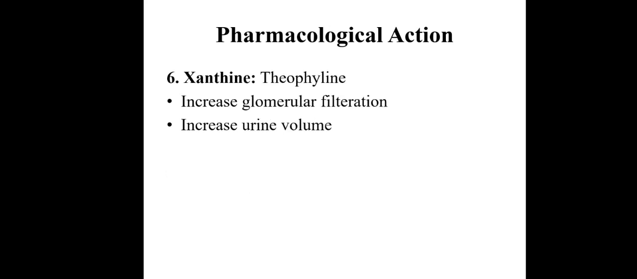This is the last classification of the diuretics, which is named xanthine. Only theophylline is an example of the xanthine drug, and theophylline increases the glomerular filtration and then increases the volume of the urine. So this is all about the classification of the diuretic drugs.